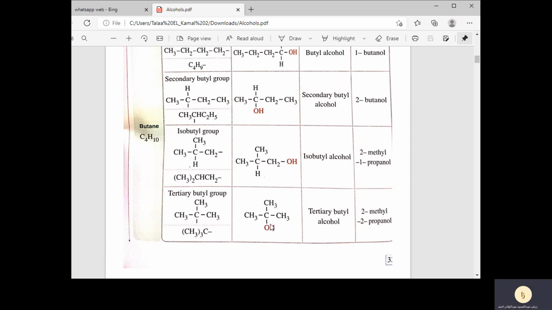In common name, we can call it tertiary butyl alcohol. Butyl we have four carbon, tertiary because the carbon attached to OH is attached to 3 carbon atoms. If we call it by IUPAC, what will happen? The longest chain is CCC, يعني إيه هيبقى 2-propanol and number 2 has methyl group. يبقى 2-methyl-2-propanol.